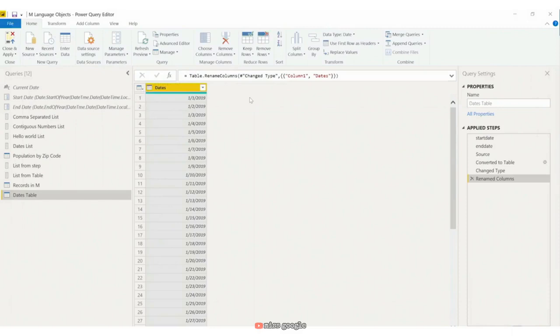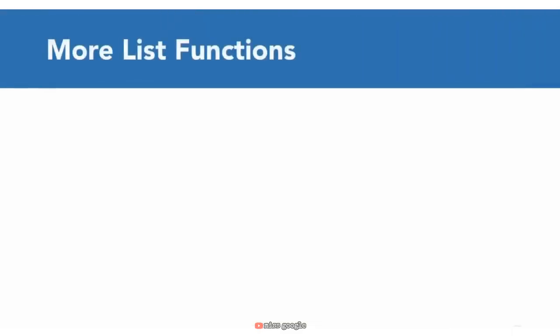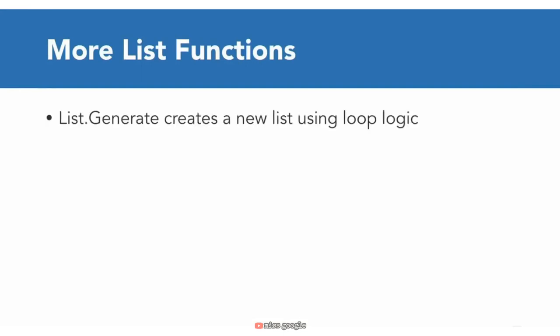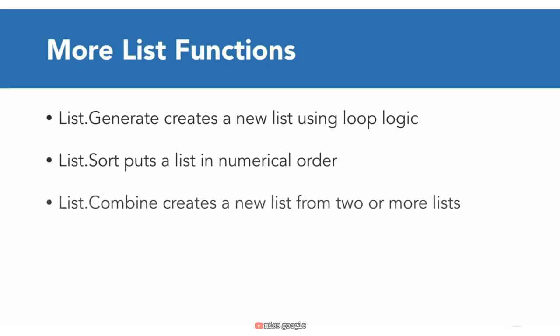We want to create a new dates table, and in order to do so, we are going to use a few more helpful list functions. List.Generate creates a new list using loop logic. List.Sort puts a list in numerical order. And List.Combine creates a new list from 2 or more lists.